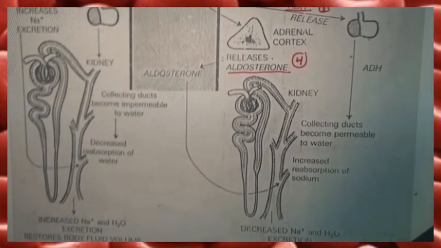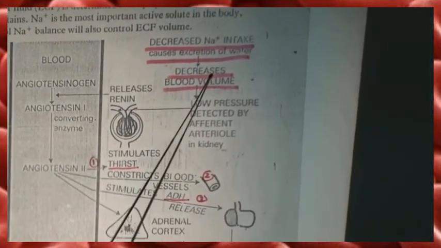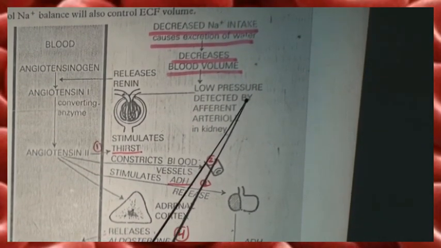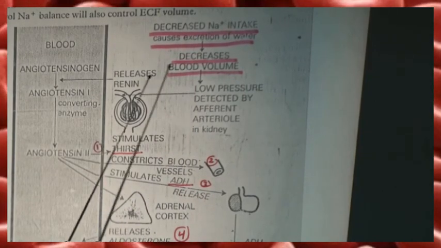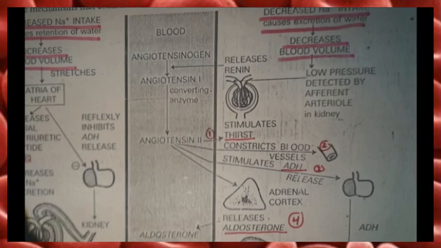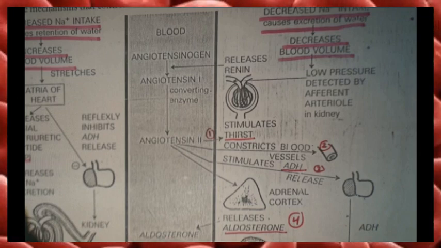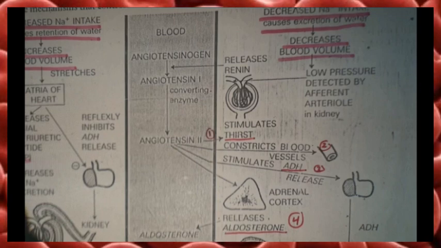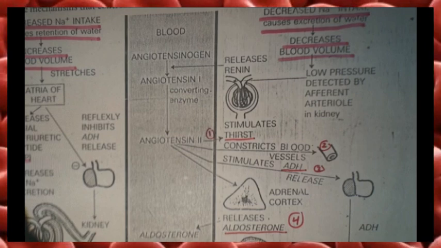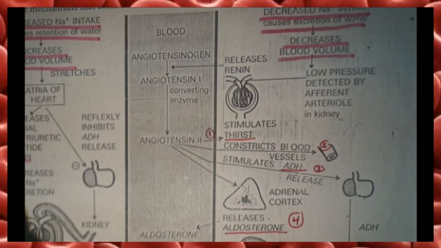How about the opposite? Decreased sodium intake causes excretion of water and decreased blood volume. What happens? Low pressure in the kidneys produces renin. This renin is a hormone produced by the kidneys. This renin produces angiotensin 1 from angiotensinogen, a plasma protein. Angiotensin 1 produces angiotensin 2 under the effect of an enzyme from the lungs.